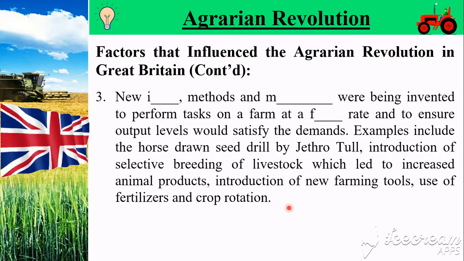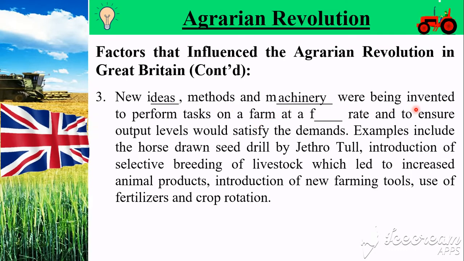The next one is new ideas, methods, and machinery were being invented to perform tasks on a farm at a faster rate and to ensure output levels would satisfy the demands. Examples include the horse-drawn seed drill, as well as the introduction of selective breeding of livestock, which led to increased animal products, introduction of new farming tools, use of fertilizers, and crop rotation.